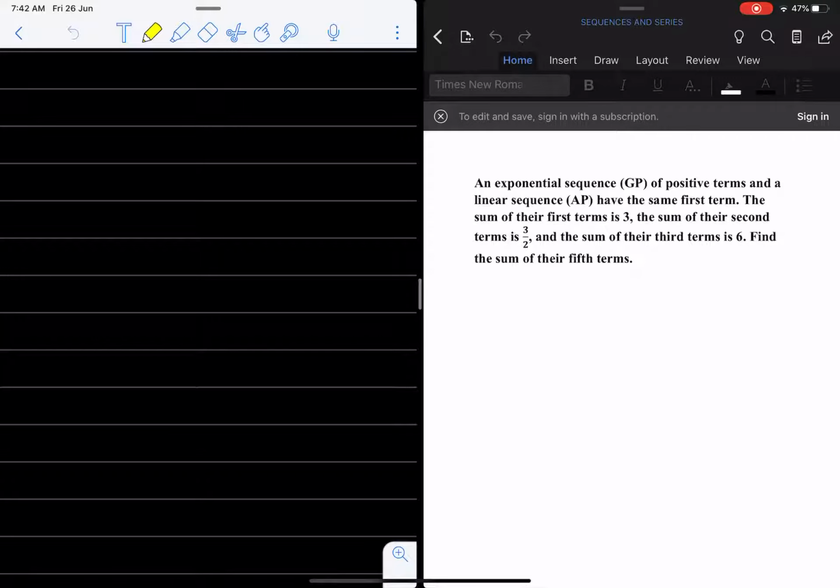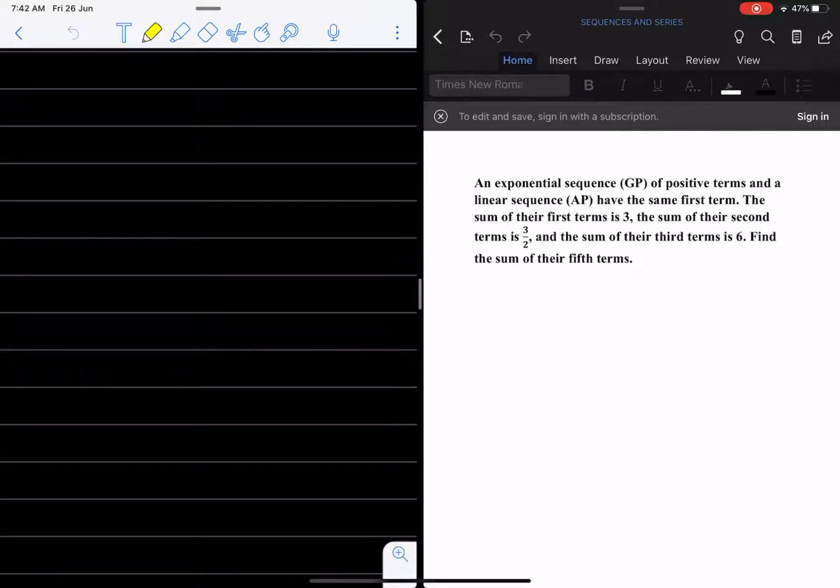An exponential sequence GP of positive terms and a linear sequence AP have the same first term. The sum of their first terms is 3. The sum of their second terms is 3 over 2. And the sum of their third terms is 6. Find the sum of their fifth terms.